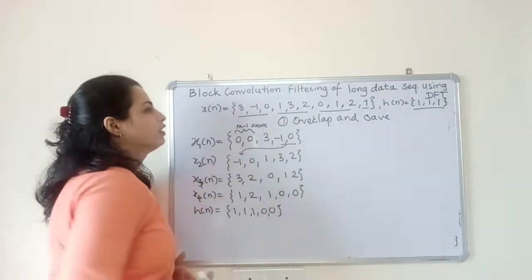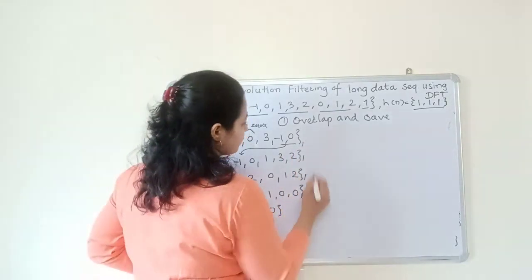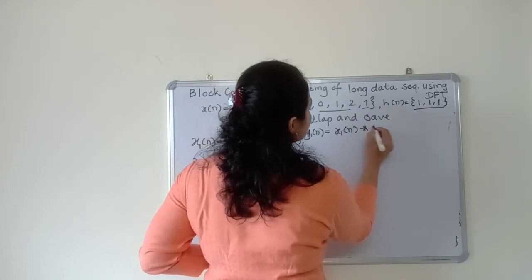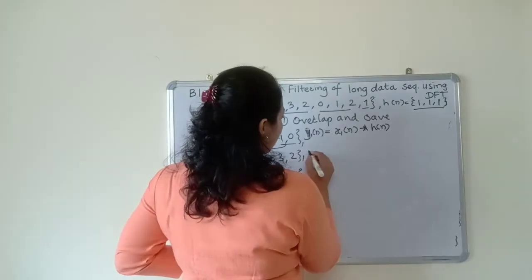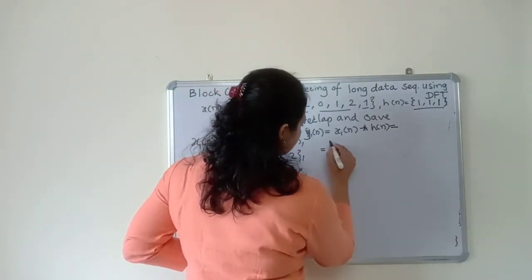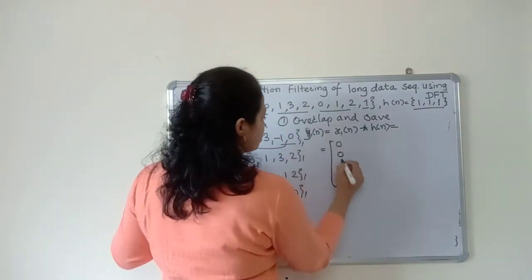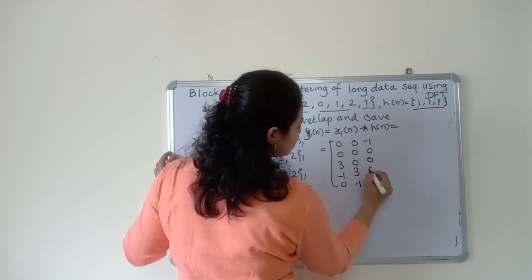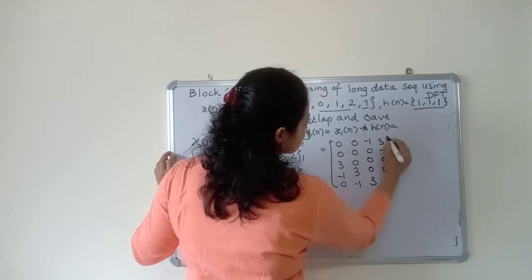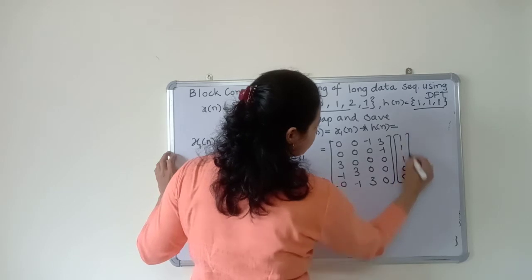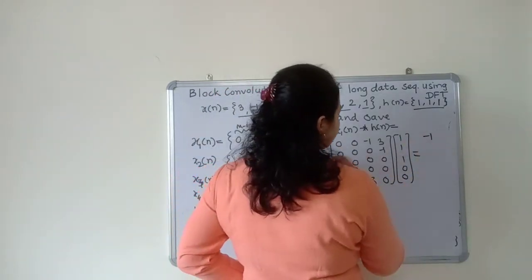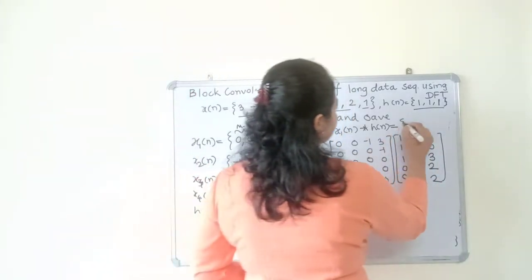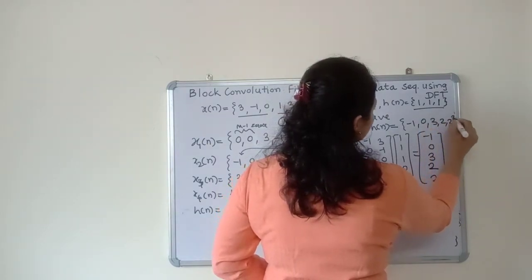Now, for each sequence, we will find the partial output. So y1 of n is equal to x1 of n circularly convolved with h of n. We will write our answer here. First, we form the circular matrix for x1 of n, and multiply it by h of n in column format, which is minus 1, 0, 3, 2, 2.